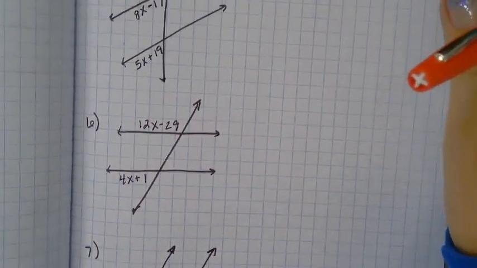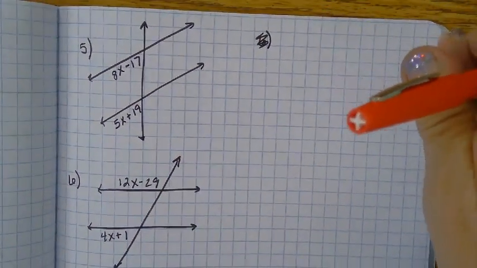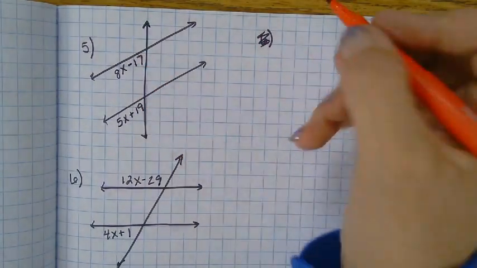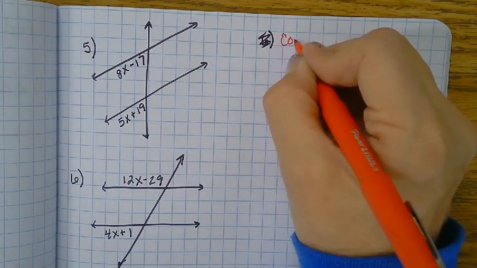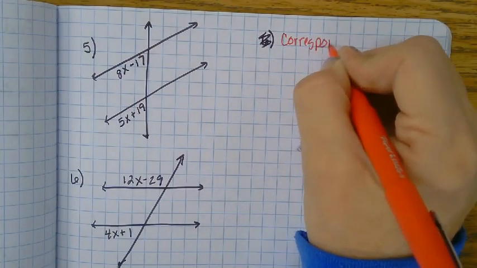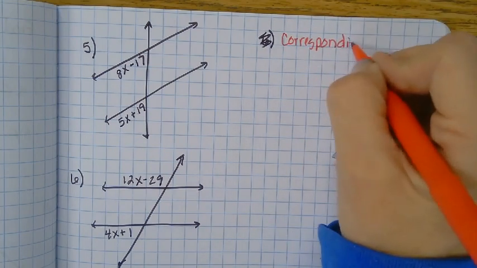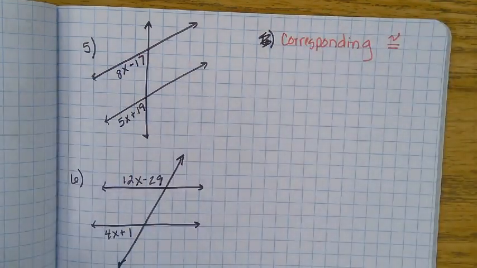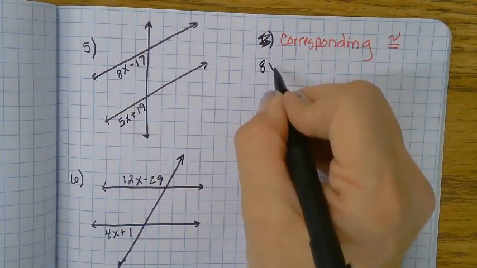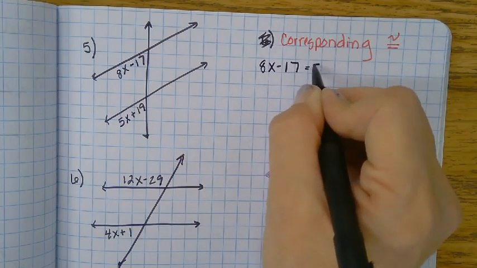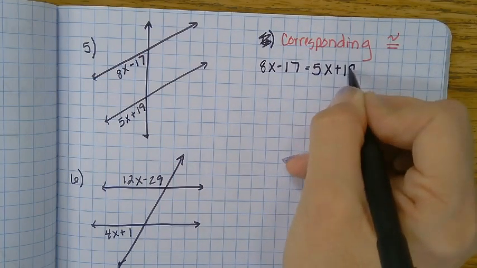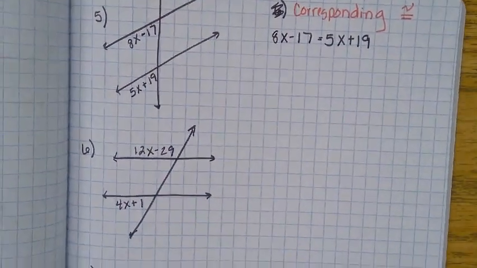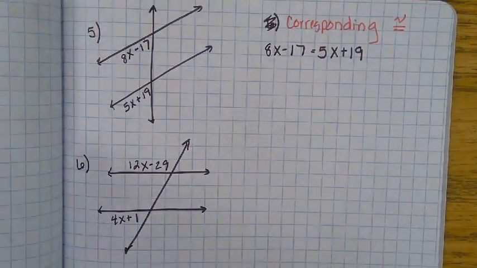Okay, so let's start with number 5. These two angles, what kind of angle pair are they? Corresponding. And should they be equal or add to 180? Congruent. So the equation is going to be 8x minus 17 equals 5x plus 19. I'll give you a chance to go back and solve these after we get all the equations down.